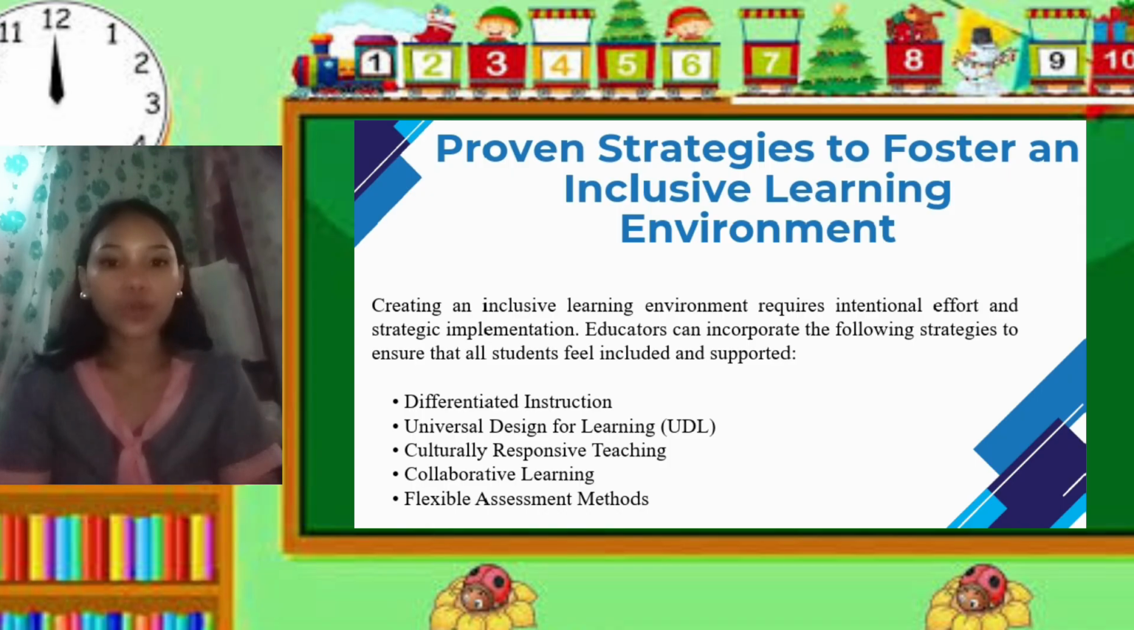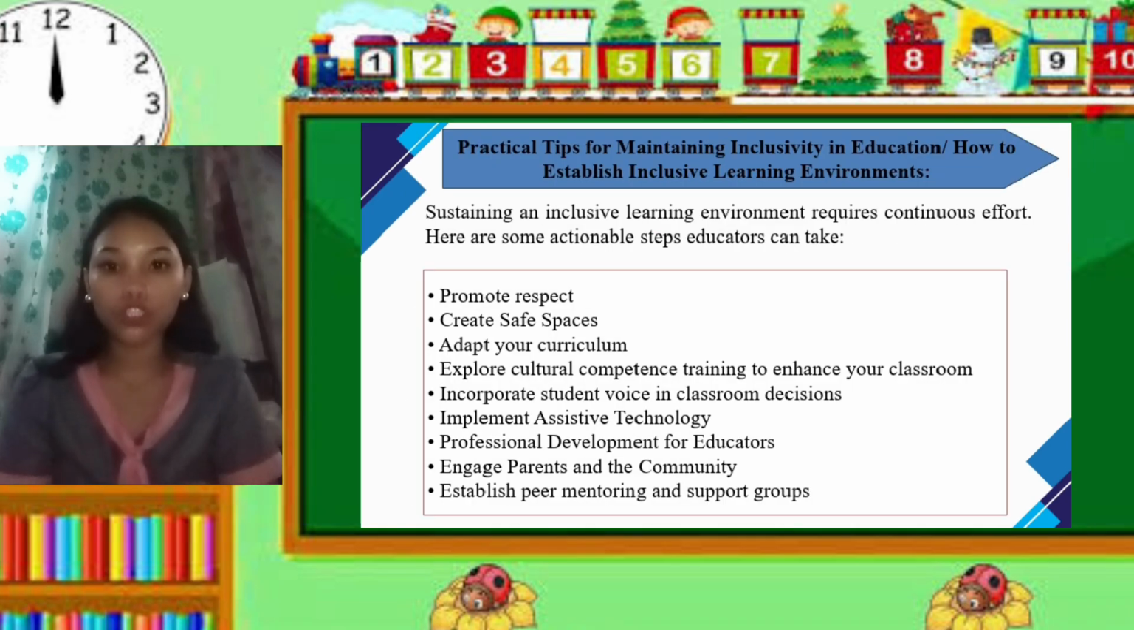After knowing the strategies, let us now move to the practical things that teachers can do to maintain an inclusive classroom. Maintaining inclusion requires continuous effort. It is something that teachers need to practice regularly, not only once. First, teachers should promote respect. Learners should be taught to respect their classmates regardless of their abilities, backgrounds, cultures, or differences. They should listen when someone is speaking and avoid making fun of others.